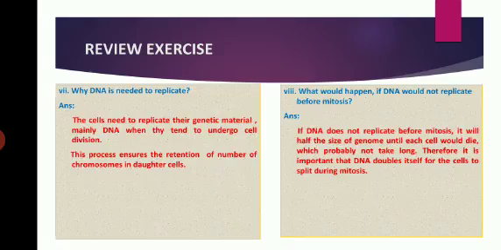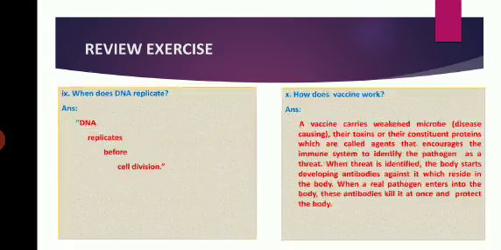They don't have the same number of chromosomes as their parent cells have, and they don't have complete instructions in the genes. If DNA does not replicate before mitosis, it will halve the size of the genome that carries the instructions in the genes, and each cell would die, which will probably not take long. Therefore, it is important that DNA doubles itself for the cell to split during mitosis. When they don't have complete instructions or the complete number of chromosomes, they can't survive for long, and with the passage of time, the cell will die.